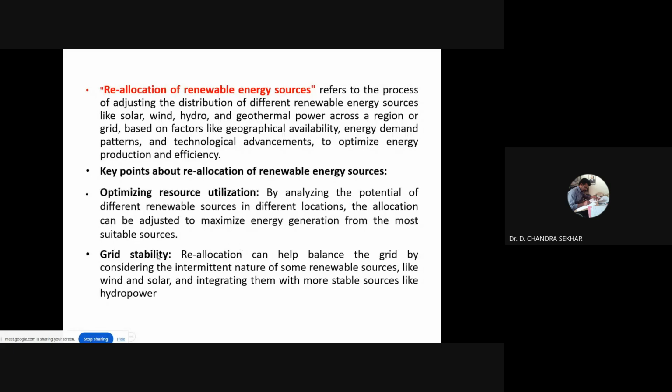And another factor is grid stability. Reallocation can help to balance the grid by considering the intermittent nature of some renewable energy sources. Because if we completely depend on solar, in winter it is a problem to supply power to consumers or to handle the load. At that time, my wind power plant takes the place. So here we are integrating them with more stable sources like hydropower, because hydro is a source of power.